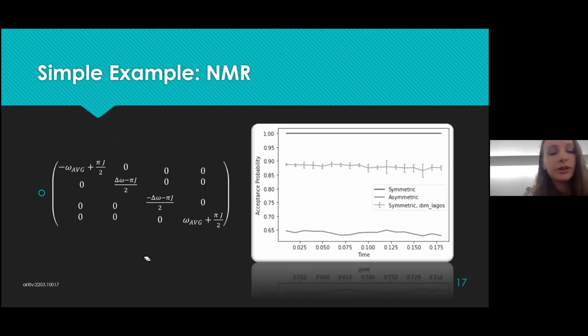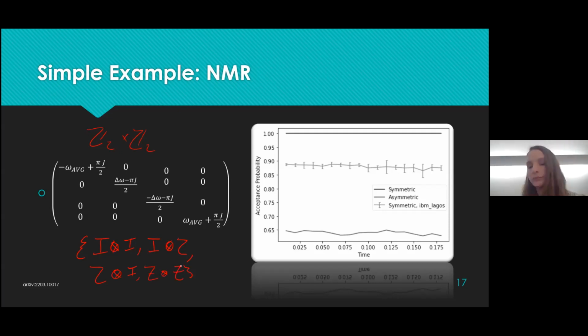And you can easily observe that this has a Z2 cross Z2 symmetry when your representation is I tensor I, I tensor Z, Z tensor I, and Z tensor Z, right? So that makes sense. This is a simultaneously diagonal representation. We expect that this Hamiltonian would exhibit this symmetry, and sure enough, when I simulate it, I get that the acceptance probability for our algorithm is equal to 1 for all time. Great, fantastic.